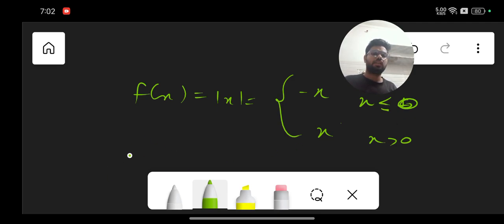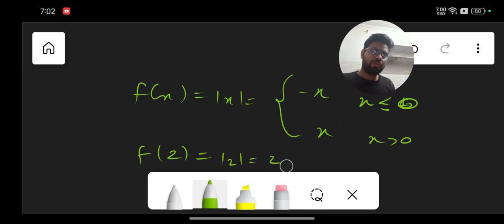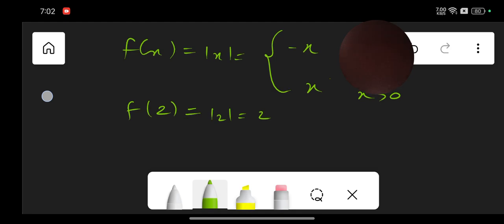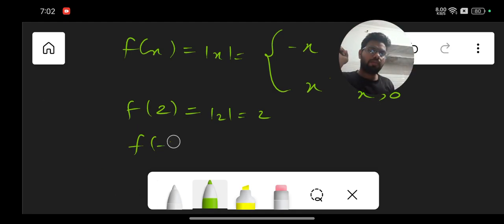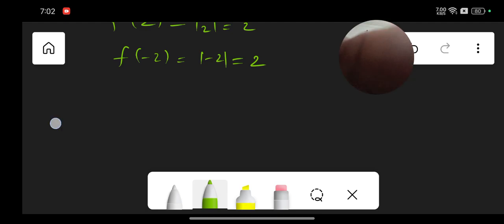Let me take an example. Suppose f of 2. Put 2 here, and the answer will be 2. The answer is always positive, as I already told you. And suppose f of minus 2: put minus 2 in the modulus, and the result is always positive. Let me explain some more questions so it will be clearer.